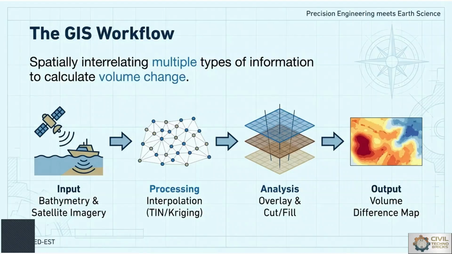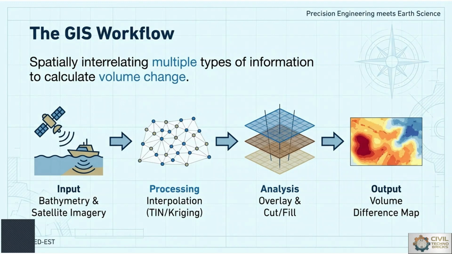Moving towards the GIS workflow, especially interrelating the multiple types of information to calculate volume change. There are four stages: data acquisition, just like input; surface modeling, which is the processing part; spatial analysis, which is the analytic or overlay concept; and at the end, visualization, which is the representation of output.